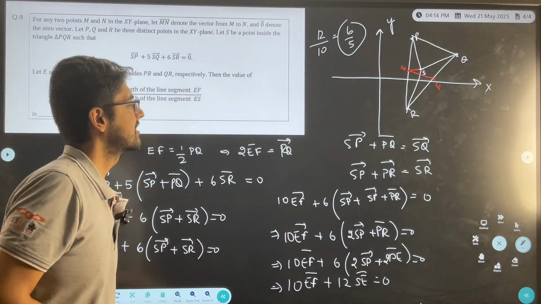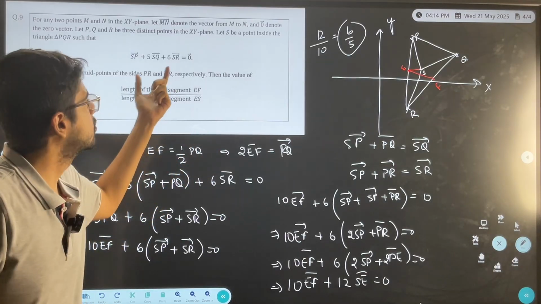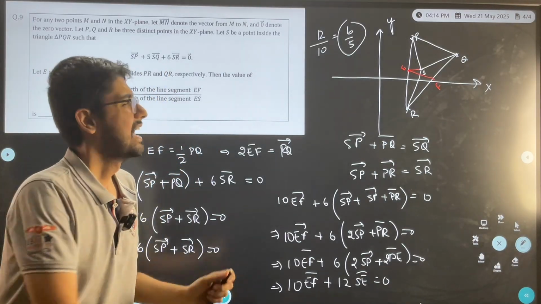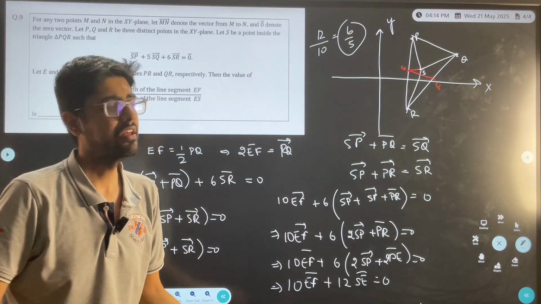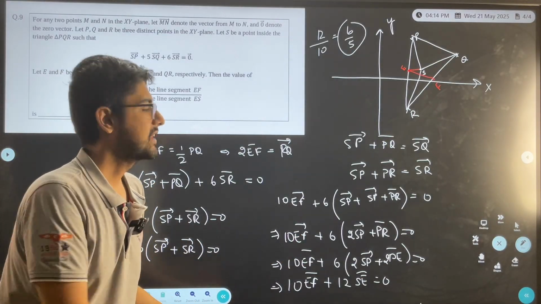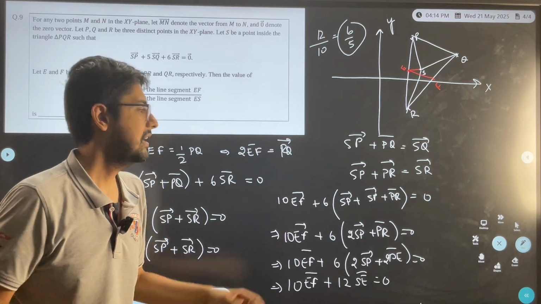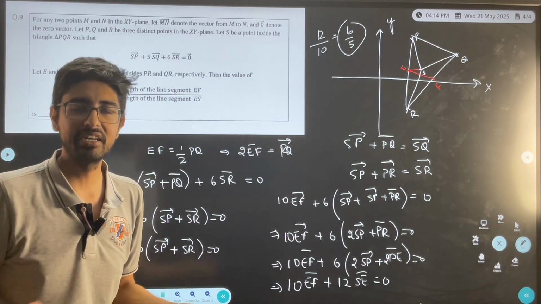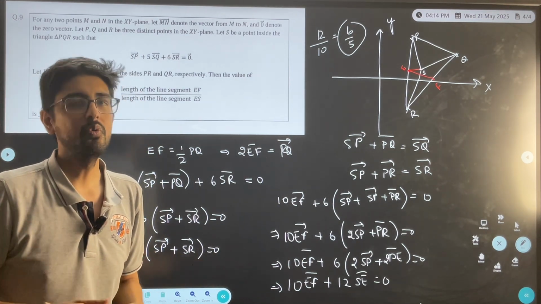Now the catch here is, while they have given this as a two-dimensional question in the xy plane, had this been a three-dimensional question, it wouldn't have mattered, because nowhere have I used the fact that I am using a two-dimensional plane. I have just used the triangle law of vector addition, which applies to any vectors.